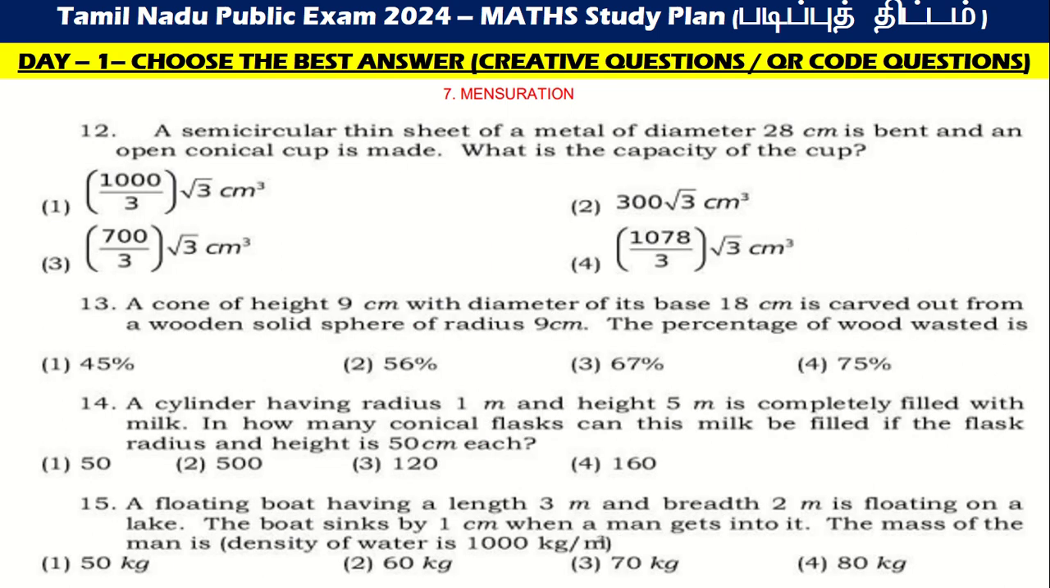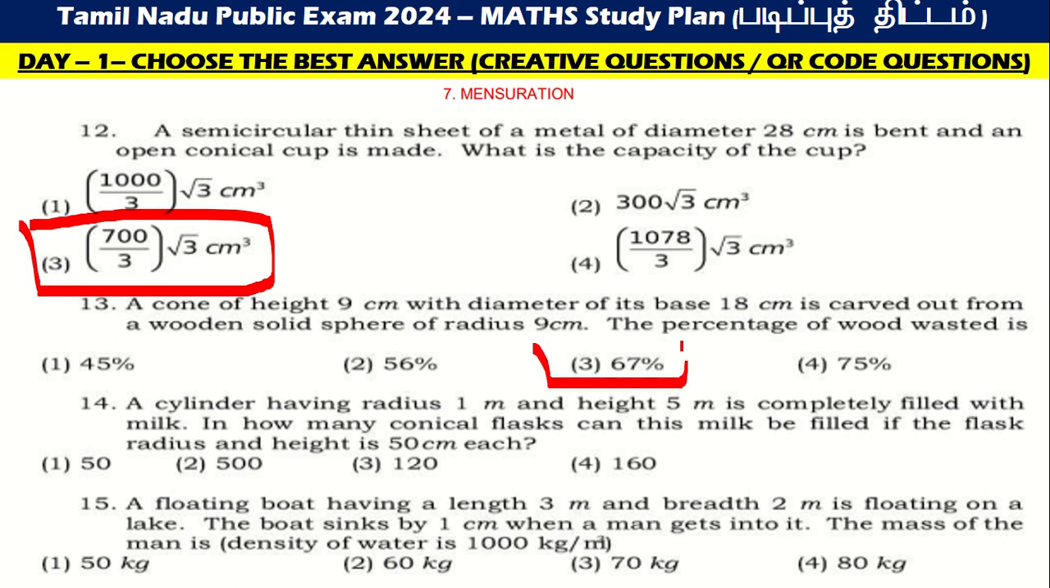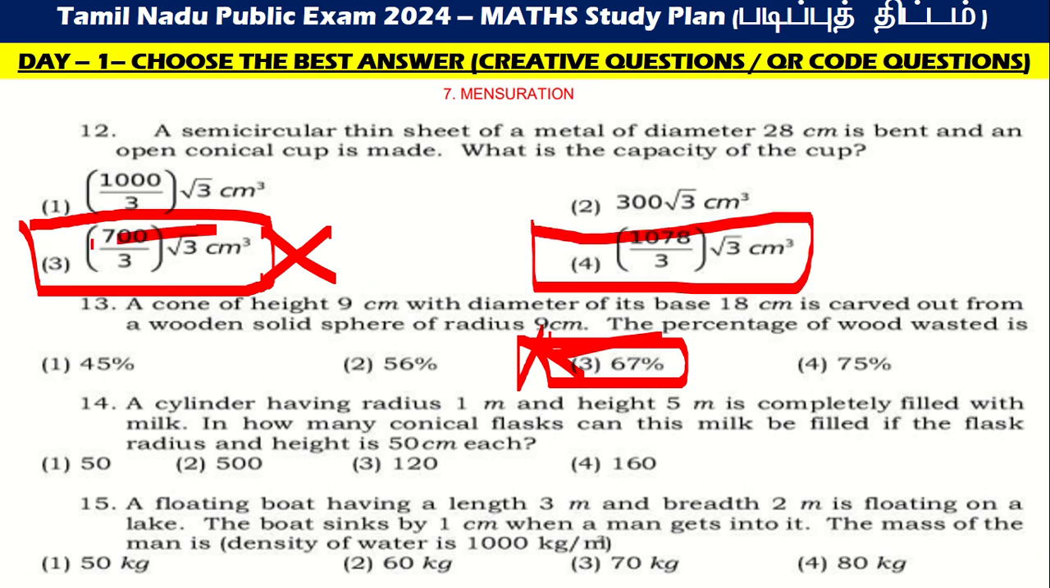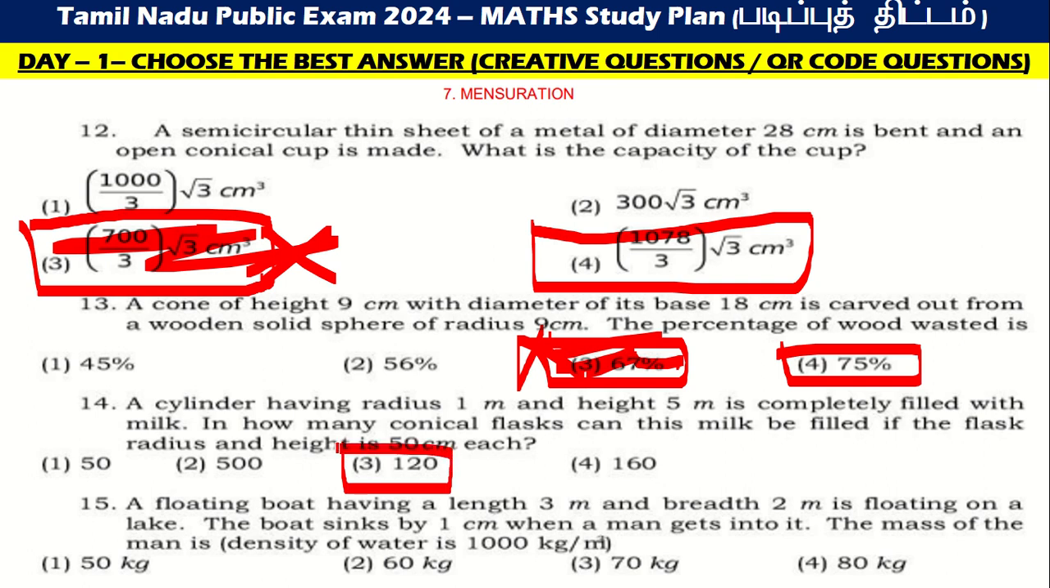Next one, a semicircular thin sheet. So your answer is 7 by 3 root 3. Then 14th is 67%. Then this one is wrong. 10702 is the correct answer. This is wrong. And this is also wrong. Your answer is 75%. Then goes to the 14th one, it is 120. And 15th one is 60 kg.